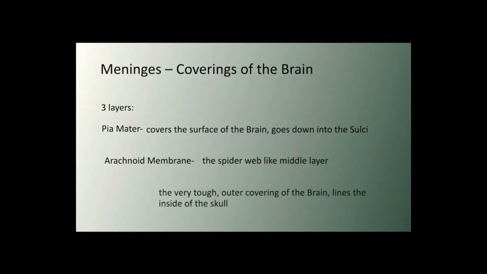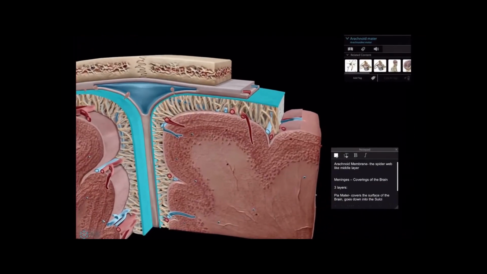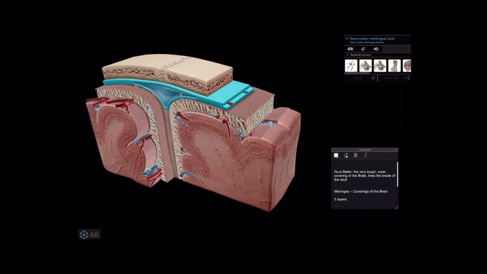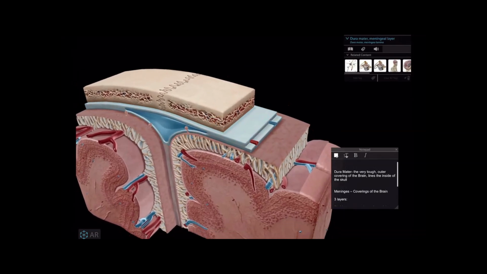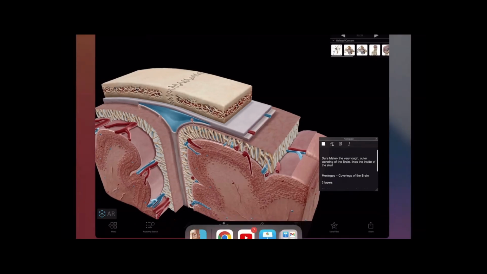Let's keep moving. Finally, we have the very tough outer covering of the brain. It lines the inside of the skull. What do we call that layer? That's right, dura mater. You've seen it in the cadaver laboratory. Let's take a look at that. Here, you can see that's dura mater. Here's our skull. Directly underneath the skull, we have that dura mater. So we have the dura mater, arachnoid mater, and pia mater. Okay, those are our brain coverings, 3 layers.